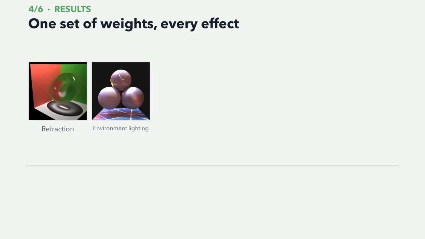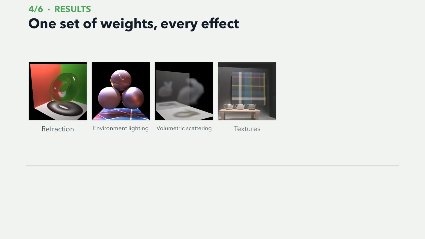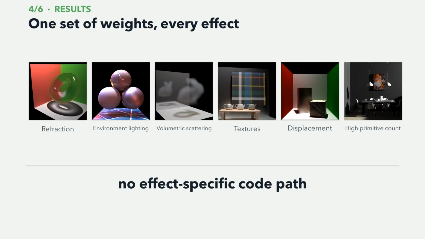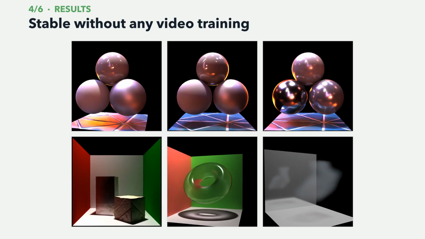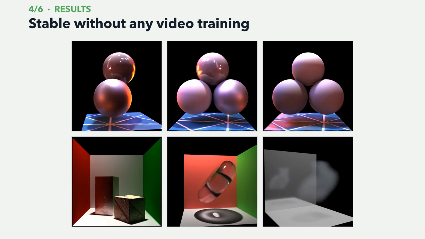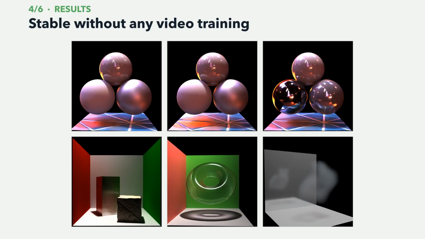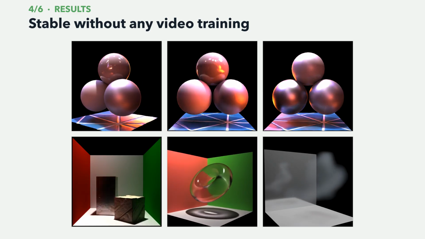Refraction, environment lighting, volumetric scattering, textures, displacement, and scenes with a large number of primitives. There is no effect-specific code path. Each effect is learned by example. Nothing in the loss asks for temporal coherence, and every frame here is an independent forward pass, but the results stay stable as the camera, the lighting, and the materials move.